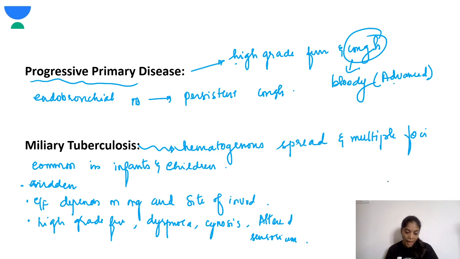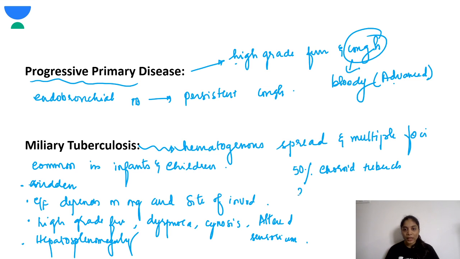And these patients will show hepatosplenomegaly. So it is disseminated. When a child with hepatosplenomegaly comes, and if there is a high grade fever, a history of weight loss, and hepatosplenomegaly is present, miliary tuberculosis should be kept in mind. In 50% of these children can have choroid tubercles, and 20% of these children can end up having meningitis.